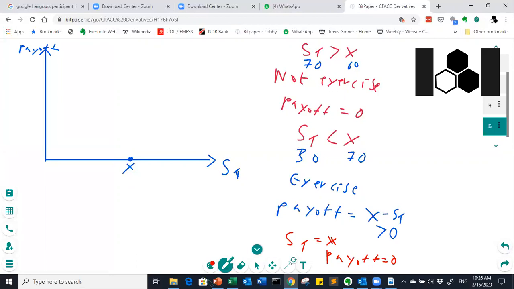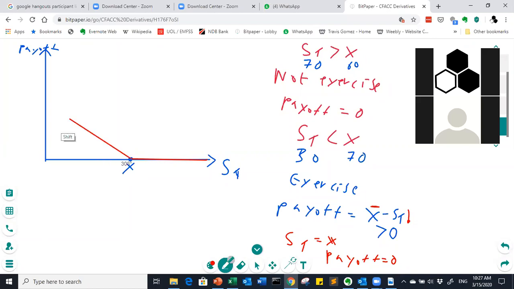Now if you look at the areas, if ST is greater than X, the payoff is going to be 0, so it's going to be flat at this point. Then to the left of this, when ST is less than X, as the stock price is reducing, your payoff is going to be rising, because the exercise price is a fixed value. As the stock price falls, the payoff will be rising linearly. So it's going to go like this.